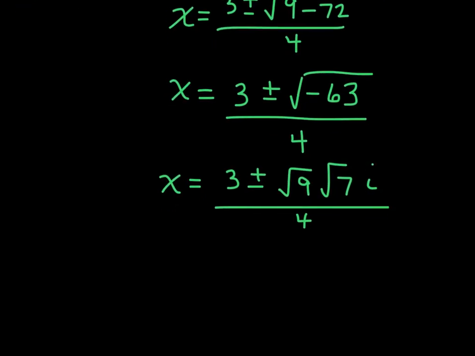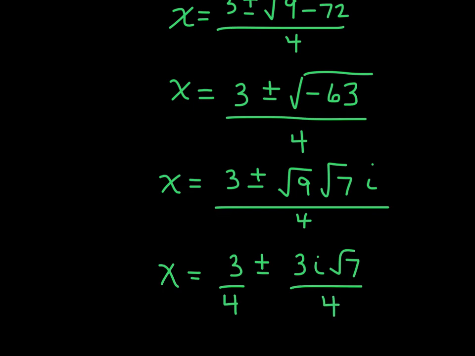So then these complex solutions are 3 plus or minus 3i root 7 over 4. And I'm going to write each term over 4 like that. Okay, that's called standard form for a complex number. All right, so we have found all 3 of our zeros.